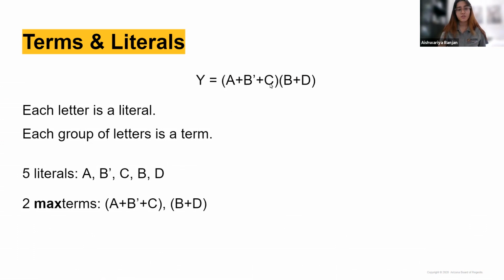And over here, again, each letter is a literal and each group of letters is a term. So we have 5 literals and 2 max terms. Over here, max terms because these terms are being multiplied together. So they're like logical AND together. And the previous one, they were being logical ORed together. So they were min terms.